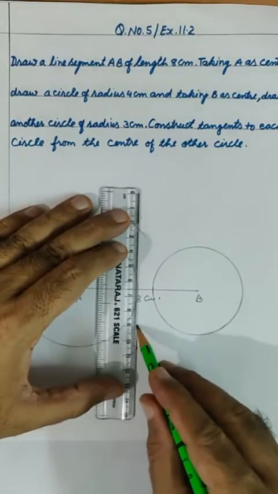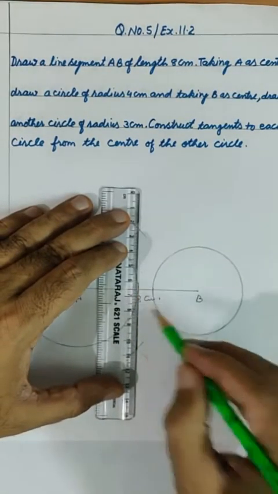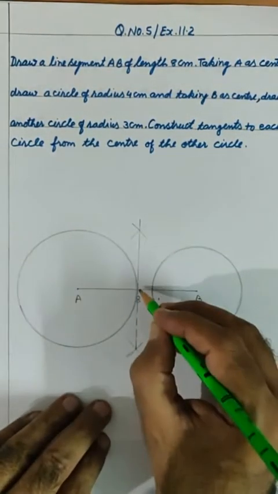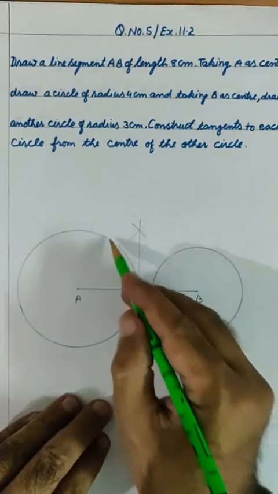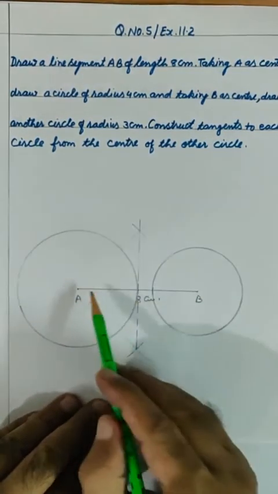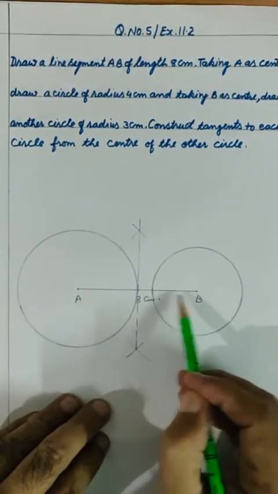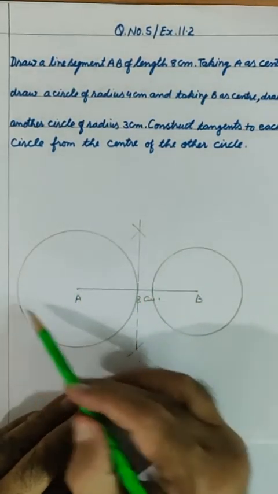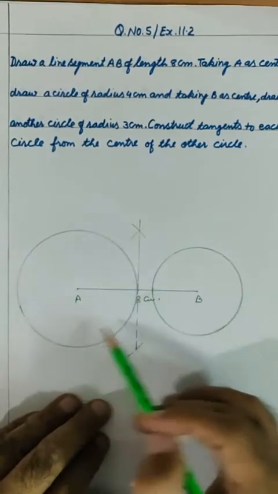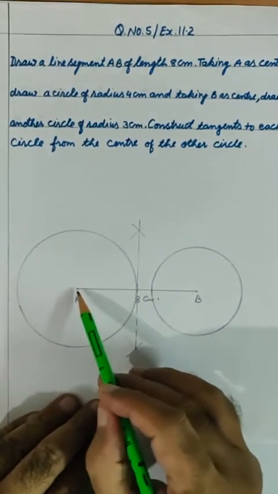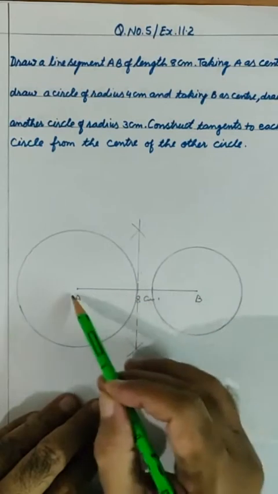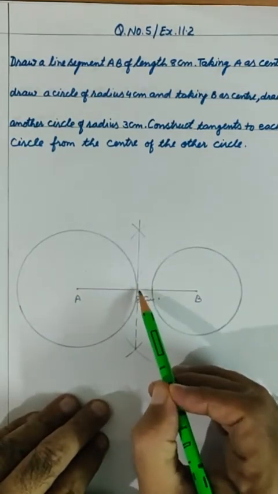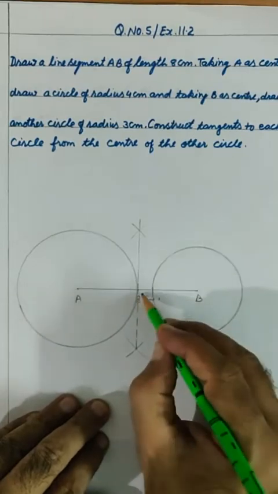Now you have to see this line will touch this circle. Is there any child who can tell me why? Because this circle has radius 4 cm. This line segment is of length 8 cm total, and this circle has radius 4 cm. That's why the bisector of this AB goes through the point that is 4 cm away. So it will touch only here. So you take it as O.